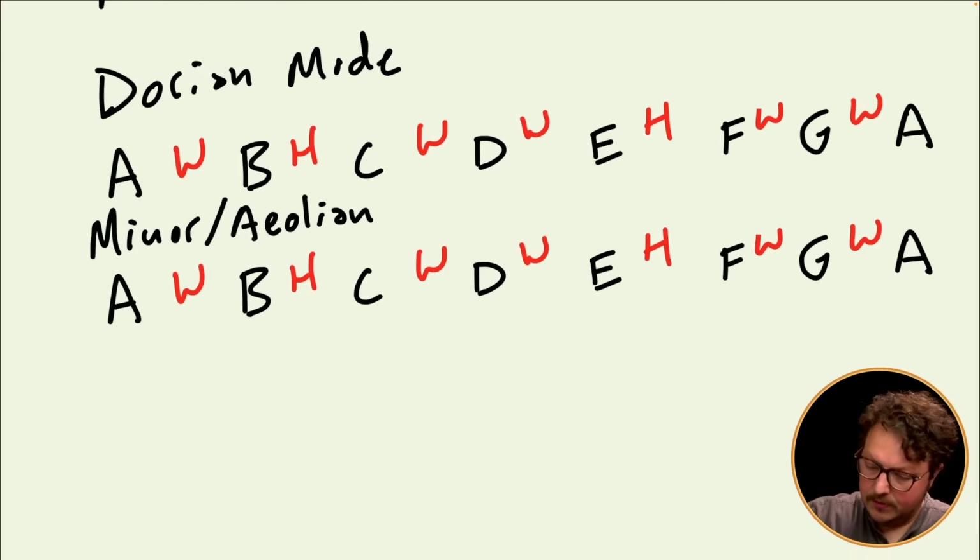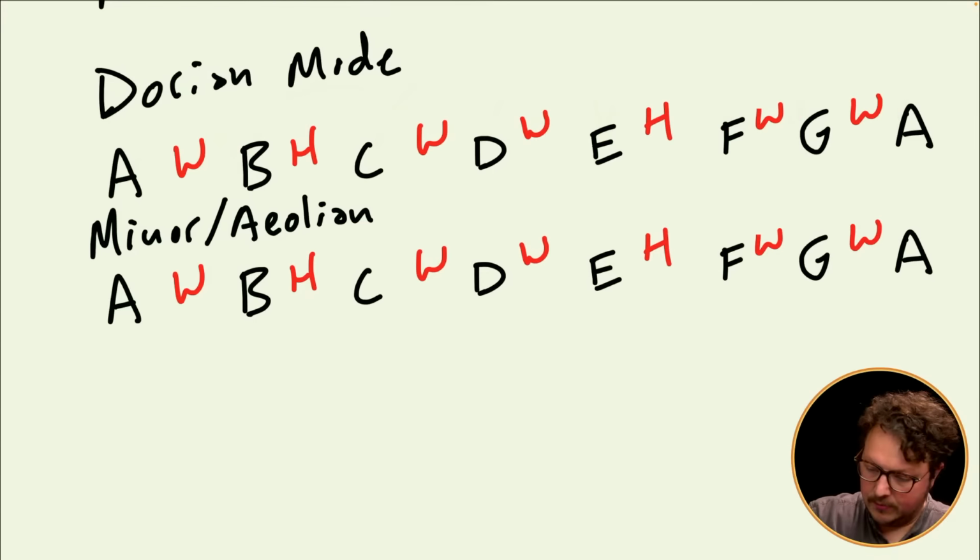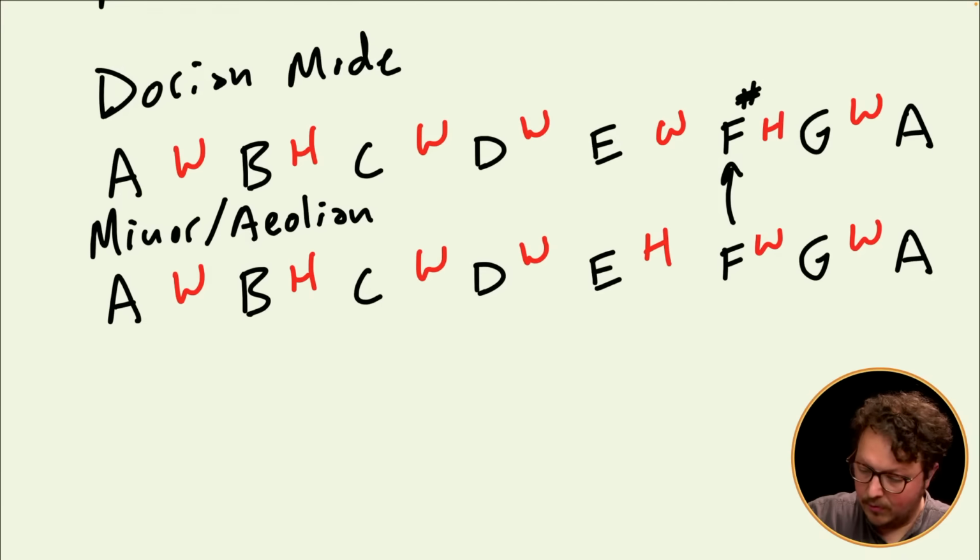So Dorian mode is whole, half, whole, whole, whole, half, whole. So we got to erase this little guy here and this guy here, and we swap these for whole and half. And so the result is Dorian mode is just like a major scale, but with a sharp 6th note.